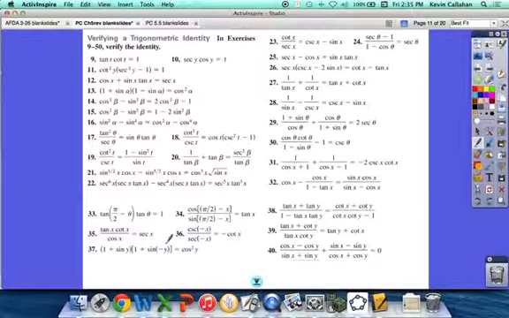I don't really have copies to give out, but I'm going to post a bunch of verify identities on the website with all of them worked out. Somehow I got it from somewhere last year, and I can send it if you want to look at it.